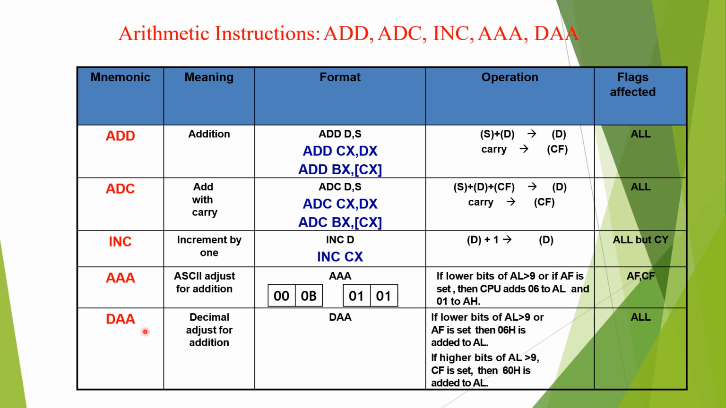And DAA instruction, that is decimal adjust for addition. So here also you have to check the content of the AL register. If it is greater than 9, 6 is added to the AL. And also you have to increment the AH register by 1. So upon executing this instruction, all the flag bits get affected.